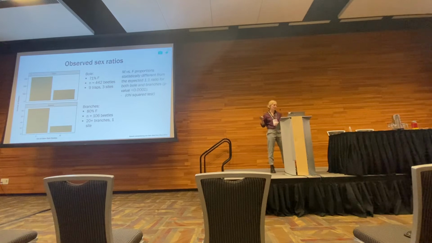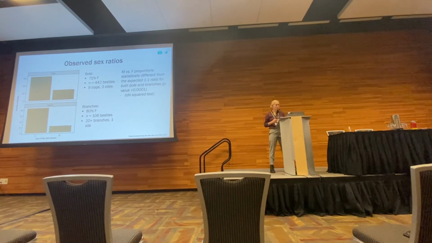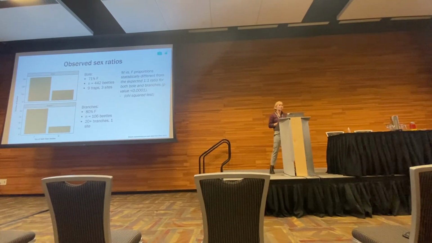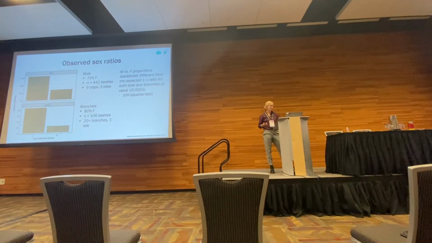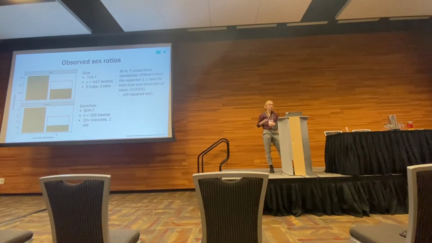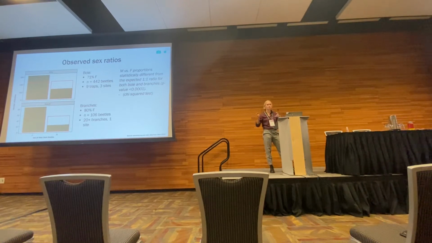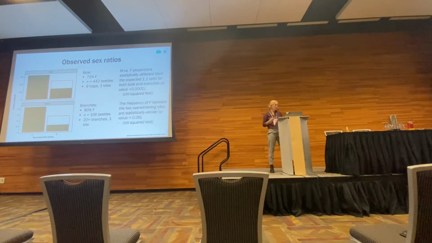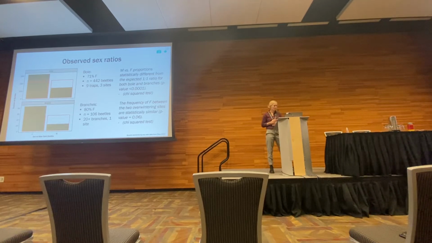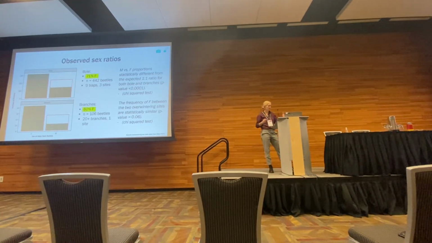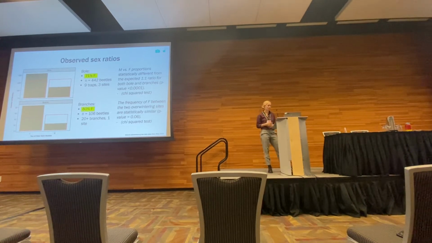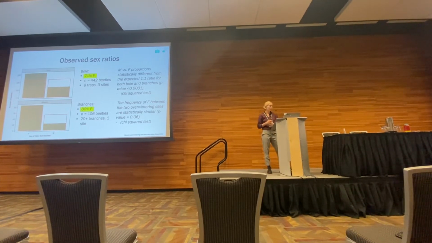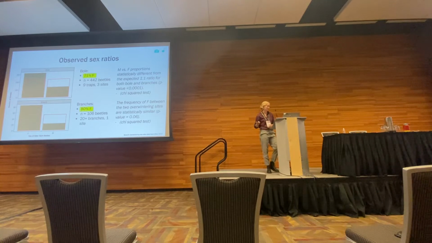So for the stats, we found that the male versus female proportions were statistically different from the expected 1-to-1, as Fisher's principle was stated before, with a statistical p-value. So that's comparing if we were to have a 50% male versus female ratio. We also found that the frequency of females between the 2 overwintering sites, so these 2 numbers, were statistically similar with a p-value greater than alpha of 0.05, and both of these were done using a chi-squared test.